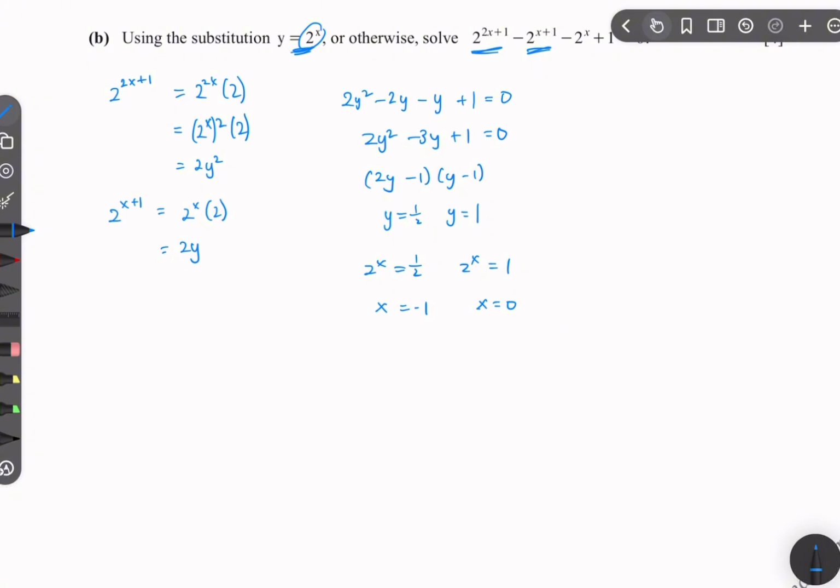Okay, so we know that anything to the power of 0 will be 1. So obviously this has to be power of 0. And then 2 to the power of minus 1 is 1 over 2. So that's why x is equal to minus 1.